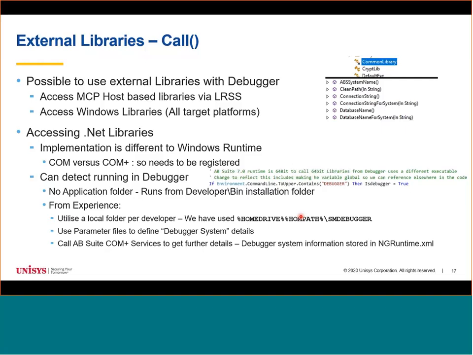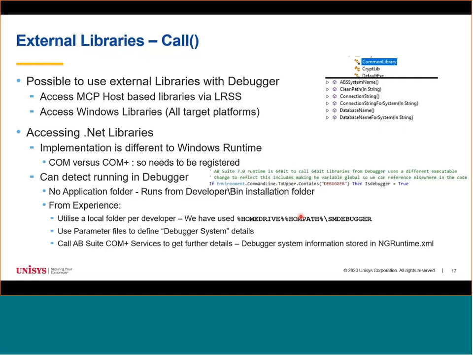And having that folder then allows us to put our parameter files there, and potentially we can define what our debugger system is. And our debugger system is identified by that alternate name, and that alternate name that I mentioned right at the beginning has to be unique on the machine.